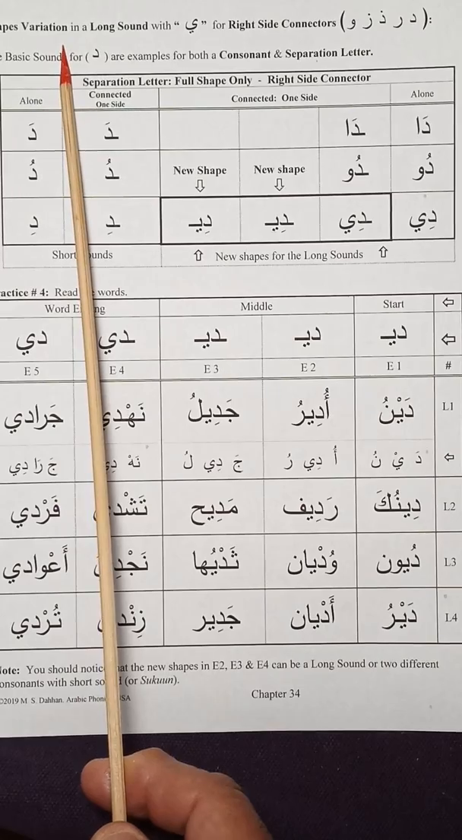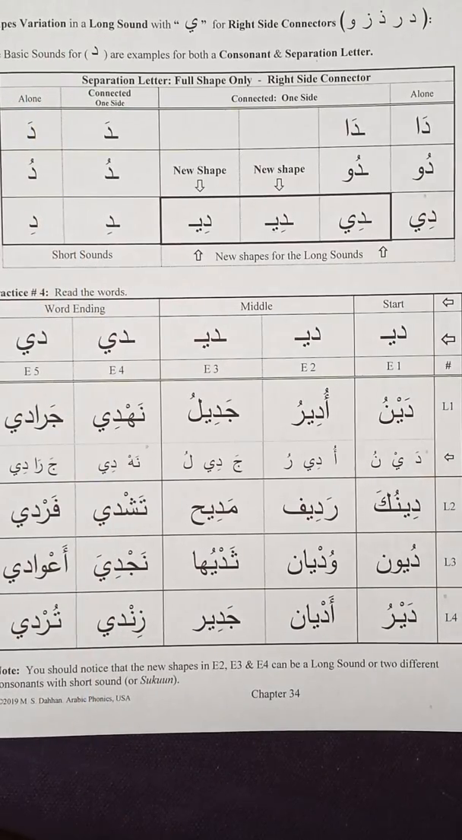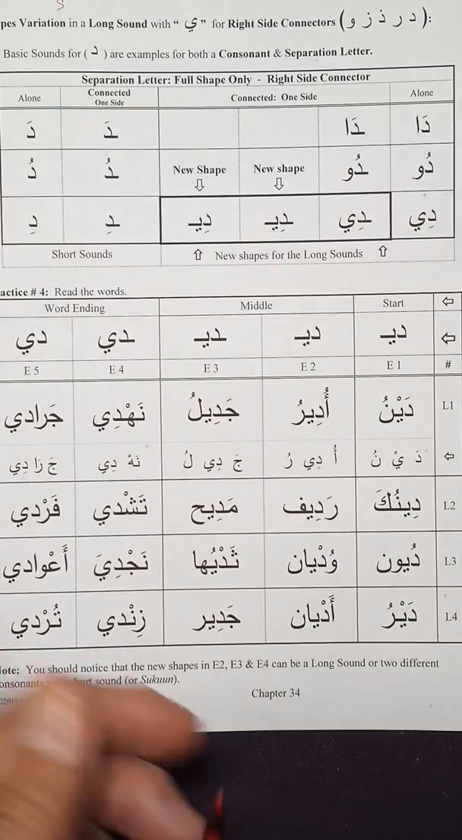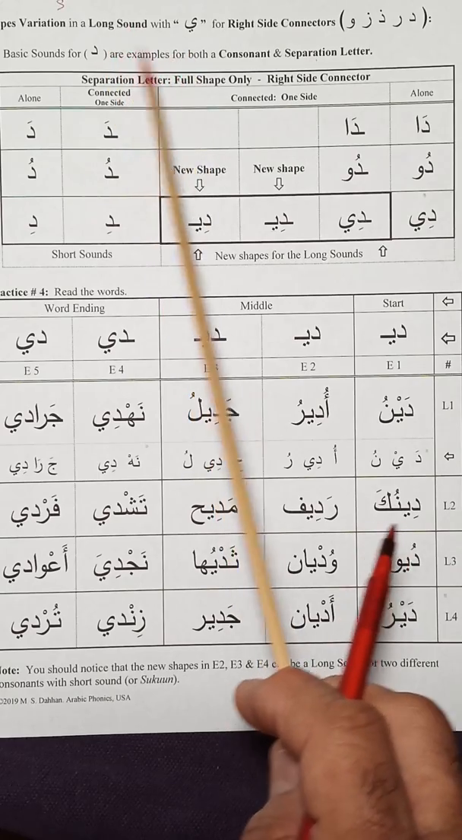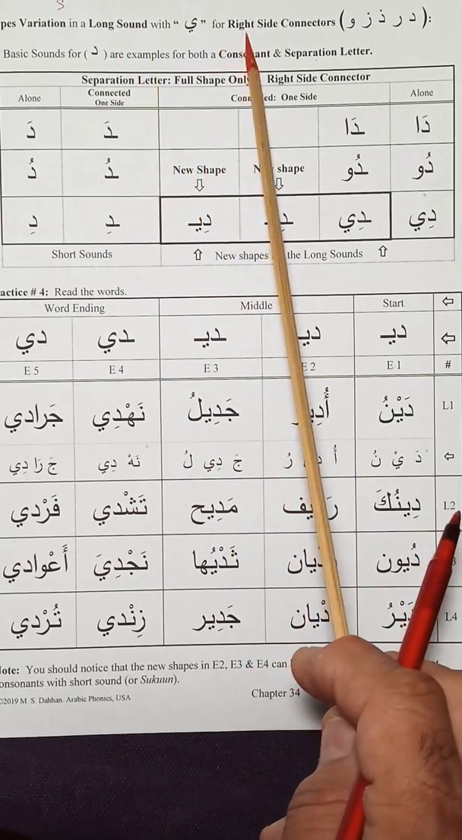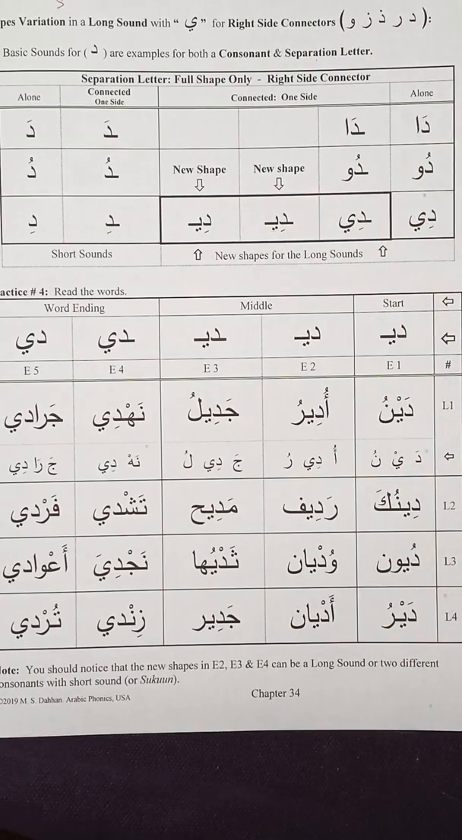Okay, shape variations. It should be variations, with an S in there. Shape variations in a long sound with the ya for right side connectors. This one.